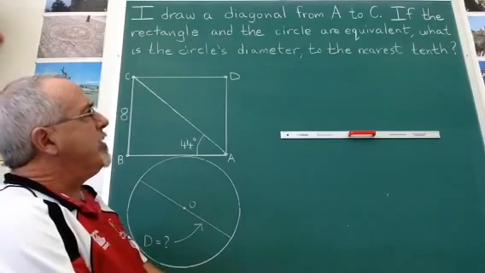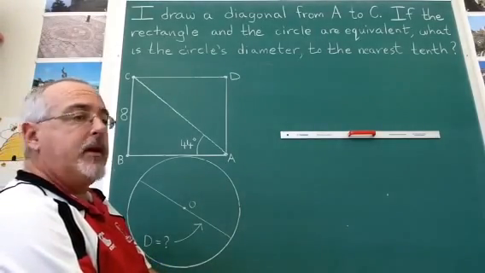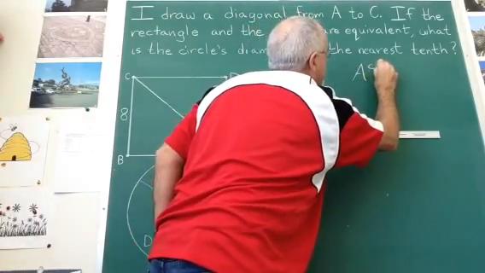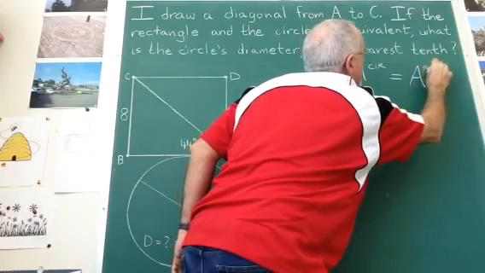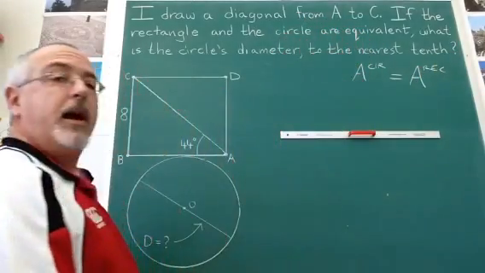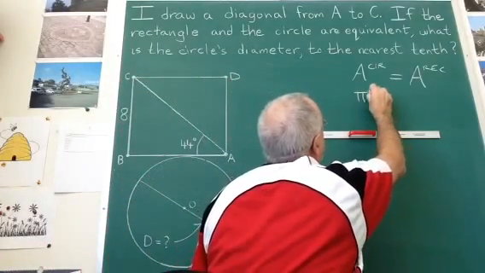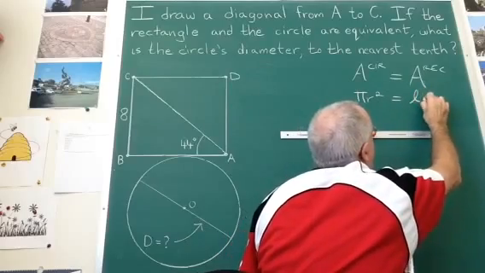But when we know that two-dimensional shapes are equivalent, we know that they have the same area. So the area of the circle will be equal to the area of the rectangle. And that means that pi r squared is equal to length times width.